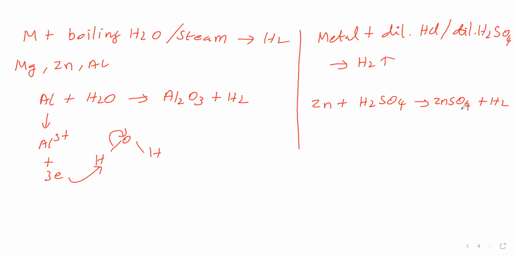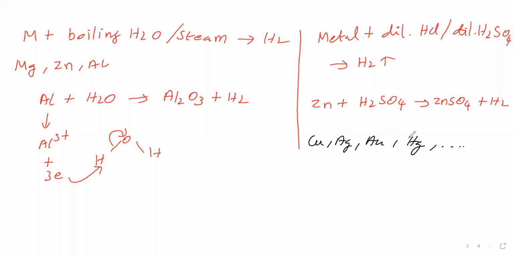Now, which metals do not liberate hydrogen gas with dilute HCl or dilute sulfuric acid? Coinage metals: copper, silver, gold, mercury. These are below hydrogen in the activity series. These elements do not react with dilute HCl or dilute sulfuric acid.